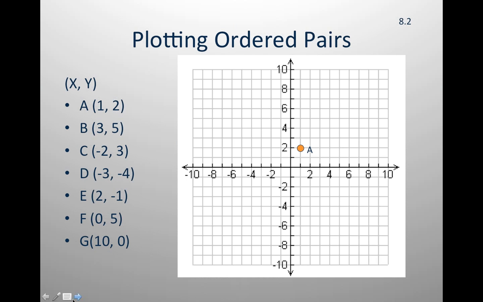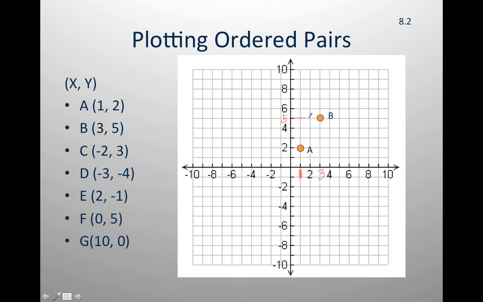Okay, so here's some more practice for plotting ordered pairs. Our first ordered pair is 1 and 2. Of course, we can see when x is 1, it would be 1 right here, and y is 2. And when x is 3, y is 5. This 1, 2, and then this will make 3 right here, and that's going to make 5 in here.